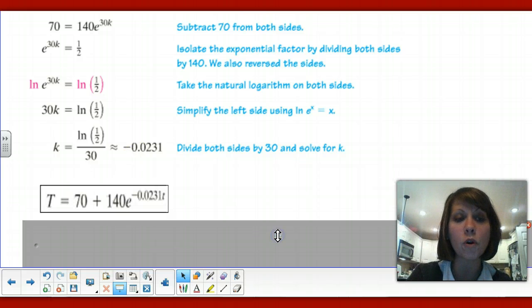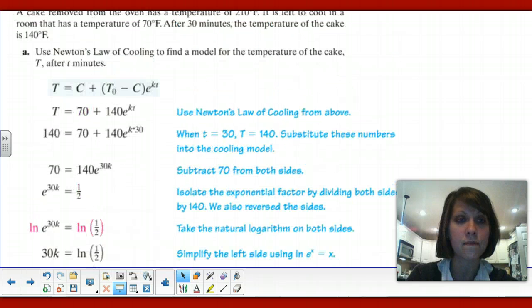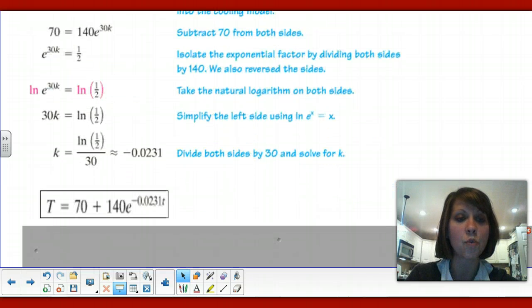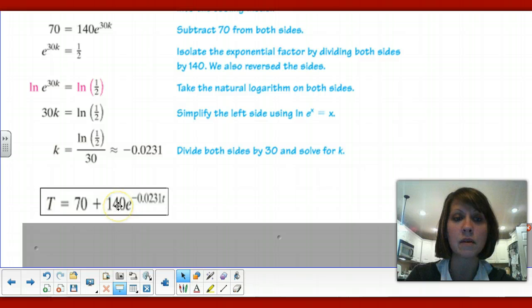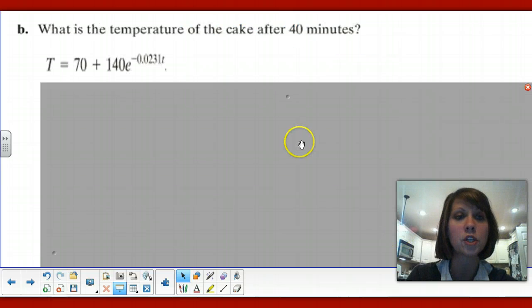The actual formula is 70, the room temperature, plus 140e to the negative 0.0231t. Okay? And again, this 140 came from taking 210 minus 70. That's going to be a formula that we are going to use now.